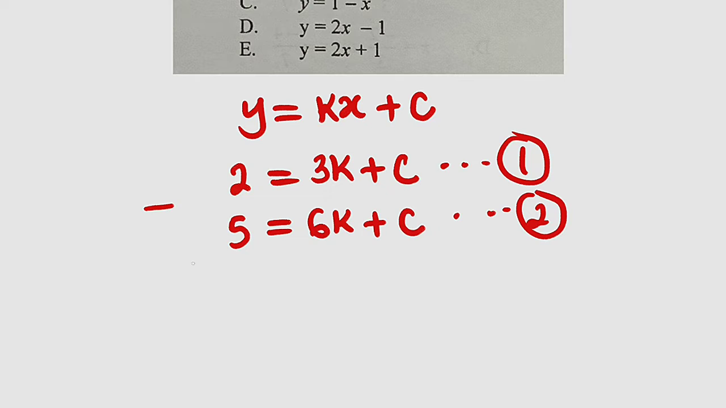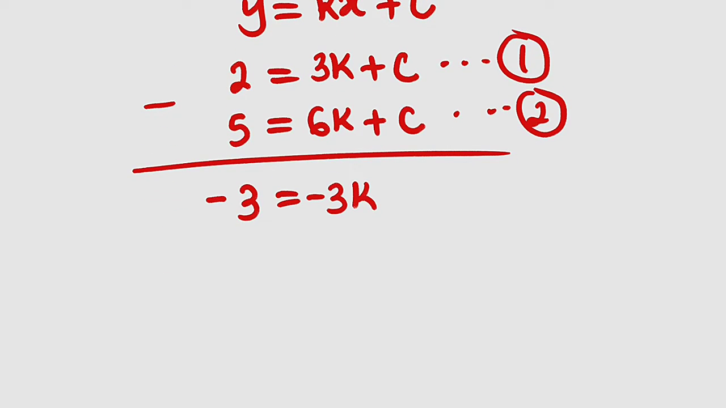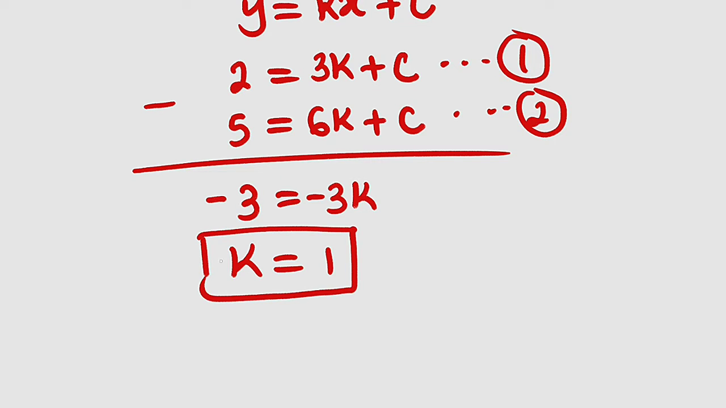I would like to subtract this equation in order to eliminate c. 2 minus 5 is negative 3. 3 minus 6 is negative 3, negative 3k. And c minus c is 0. If we divide both sides by negative 3, k will be equal to 1. This is the value of k.